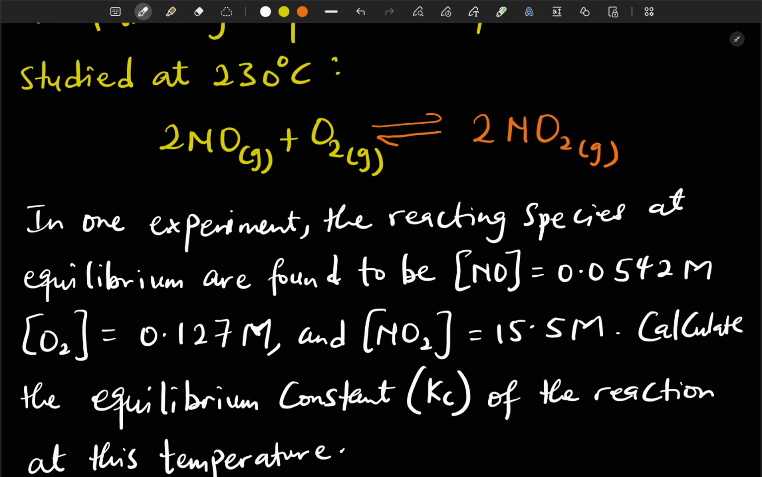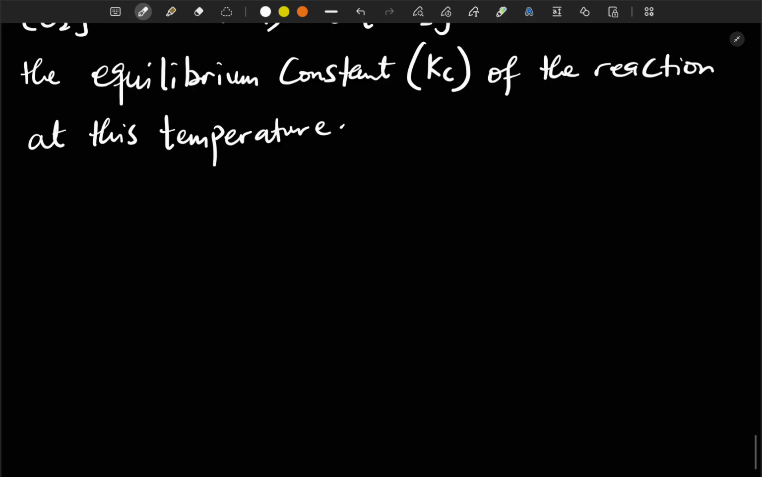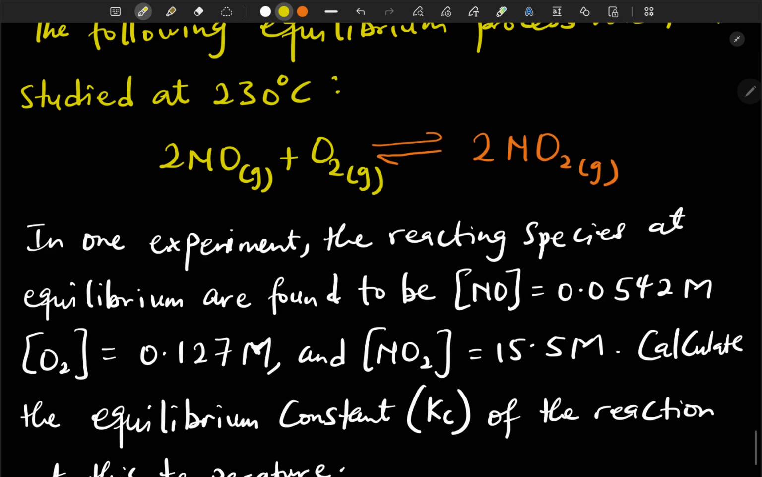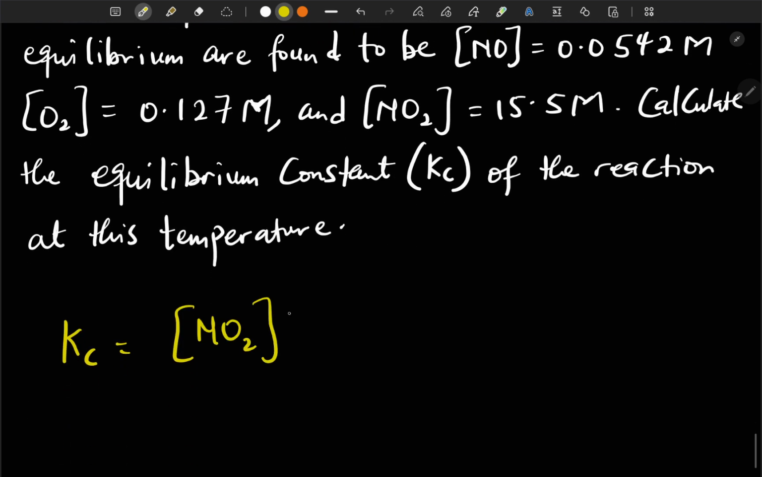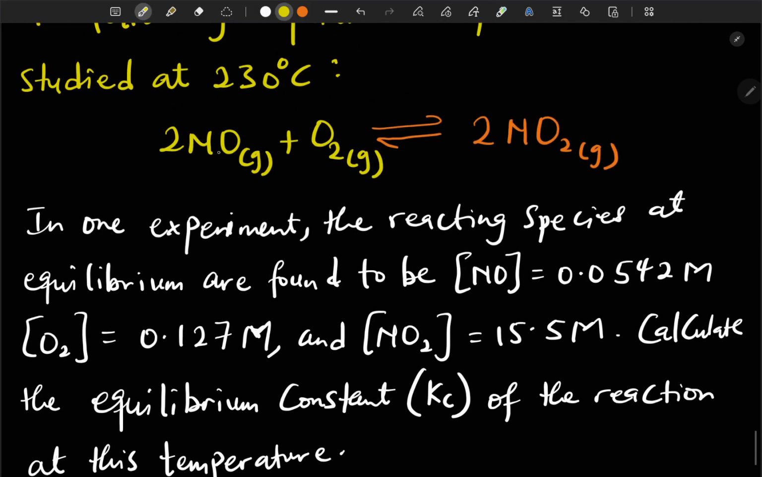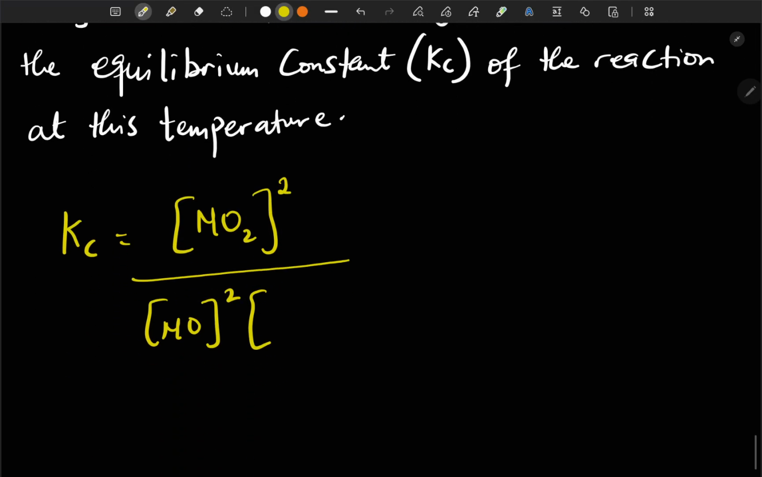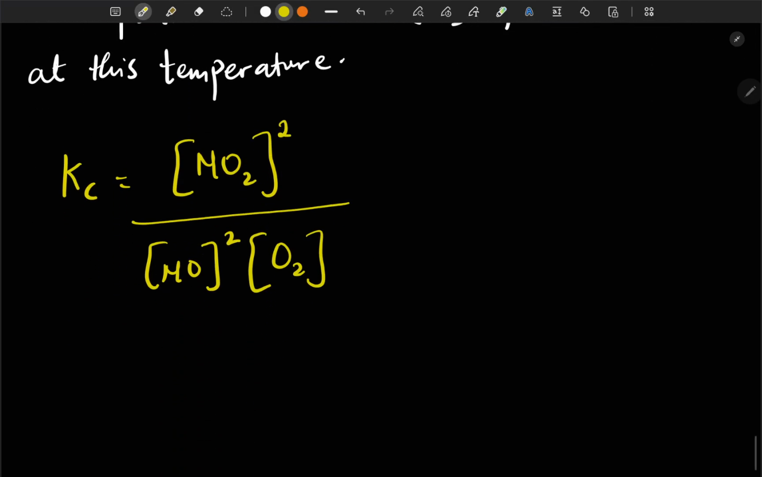Alright, so how do we solve this? First of all, we have to write the expression for equilibrium constant for this reaction. If you remember, we wrote the expression in example 1 as Kc is equal to the concentration of the product, which is NO2, raised to the power of the number of mole 2, divided by the concentration of the reactant NO raised to the power of 2, multiplied by the concentration of the other reactant O2 raised to the power 1.